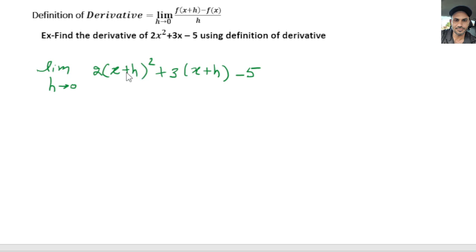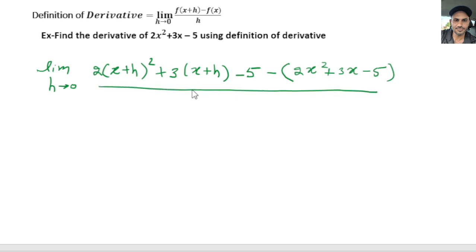Okay, so we're substituting x plus h here, and then we are done with this part right here, and then we're going to go ahead and subtract, in parentheses I'm going to put f of x, which is basically the function 2x squared plus 3x minus 5, and then everything is divided by h.